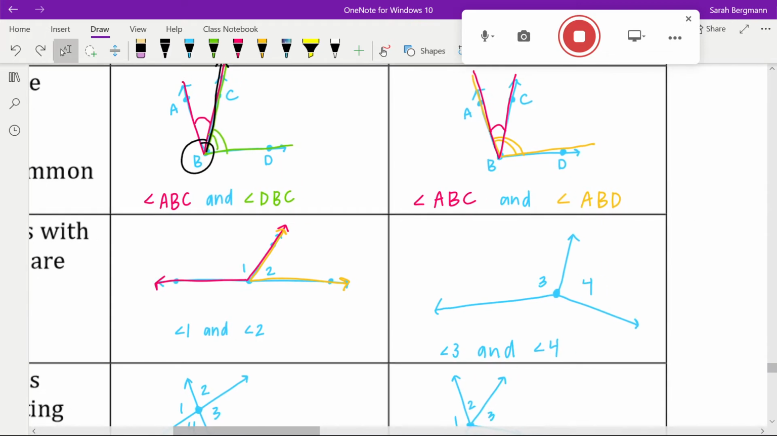A non-example would be something like this, angle 3 and angle 4. The reason this is not a linear pair is because their non-shared sides do not form a straight line. So since these are not opposite rays, angle 3 and angle 4 are not a linear pair.